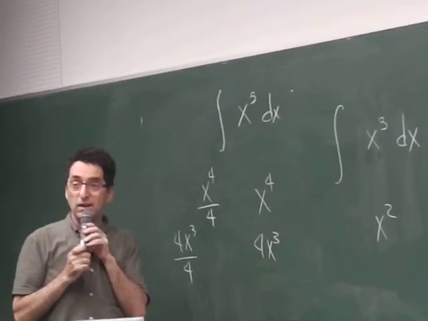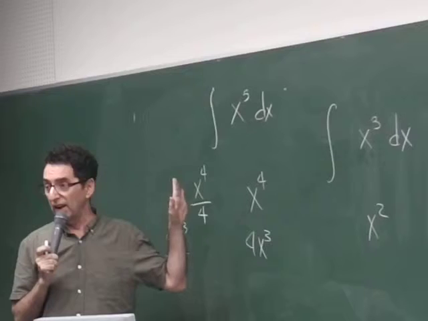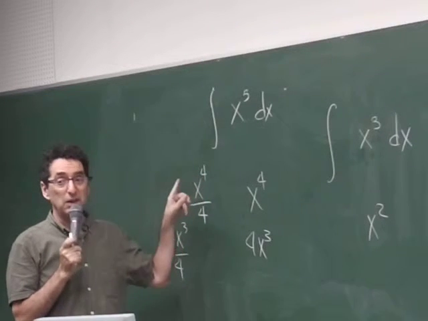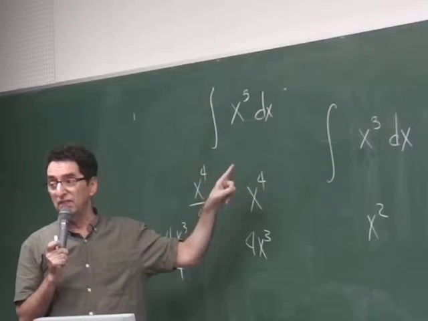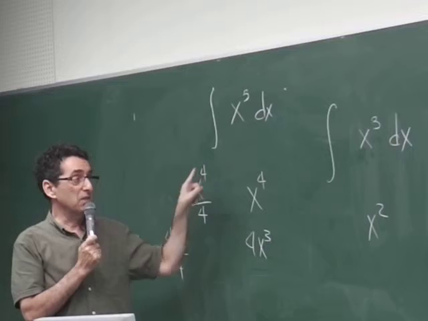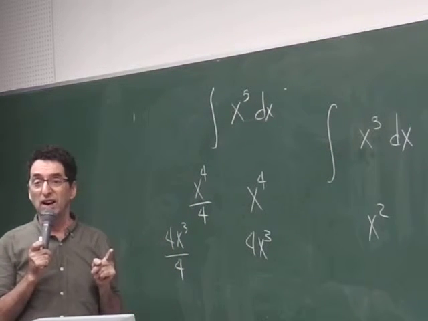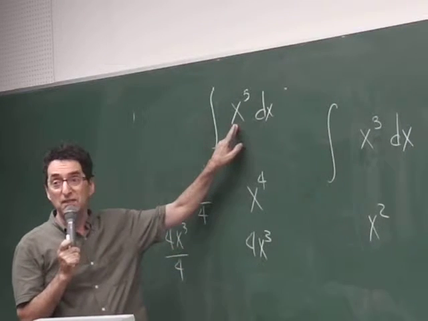Let's try another one. How about if I asked you, what's the integral of x to the fifth? Okay, let me ask you again. What's the function that we're thinking about here? X to the fifth, right? That's the function we're operating on. How do we read this? The integral of x to the fifth. What kind of answer is it going to be? Is it going to be a number or a function? It's going to be a function. And what function is it going to be? It's going to be the function whose derivative is x to the fifth.